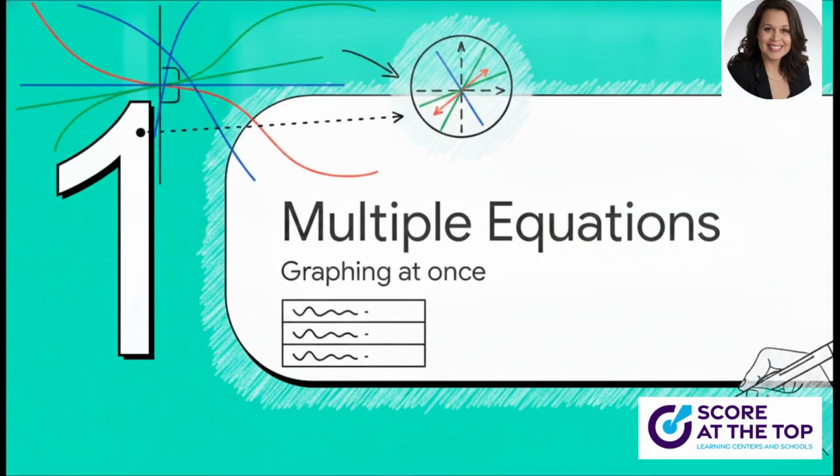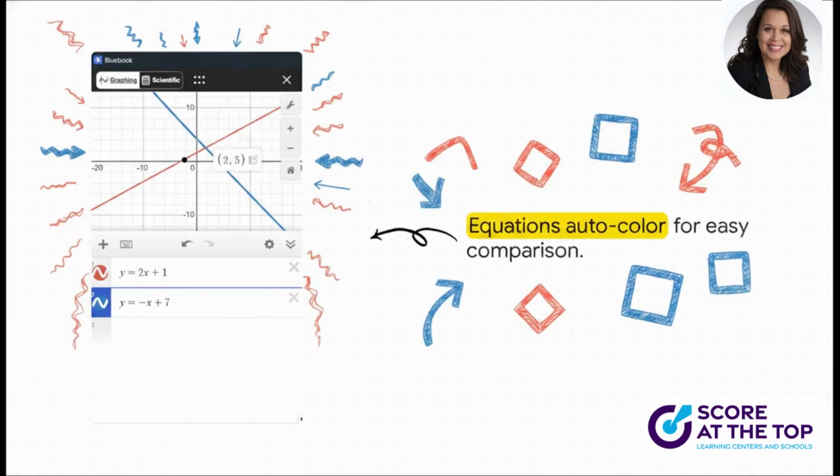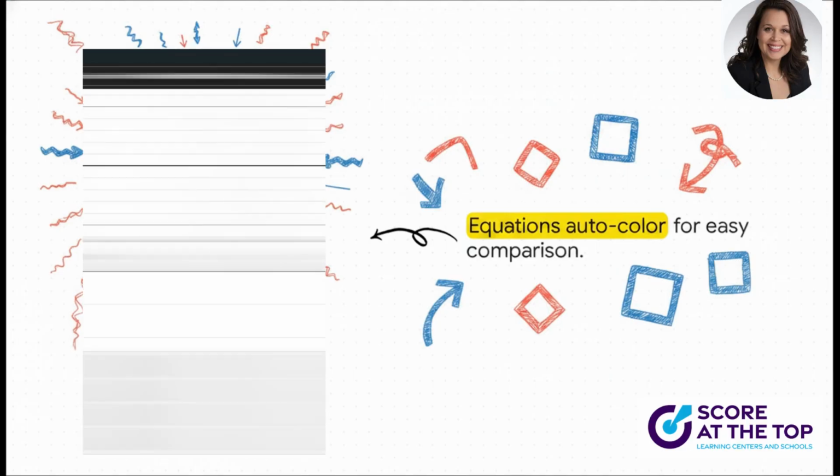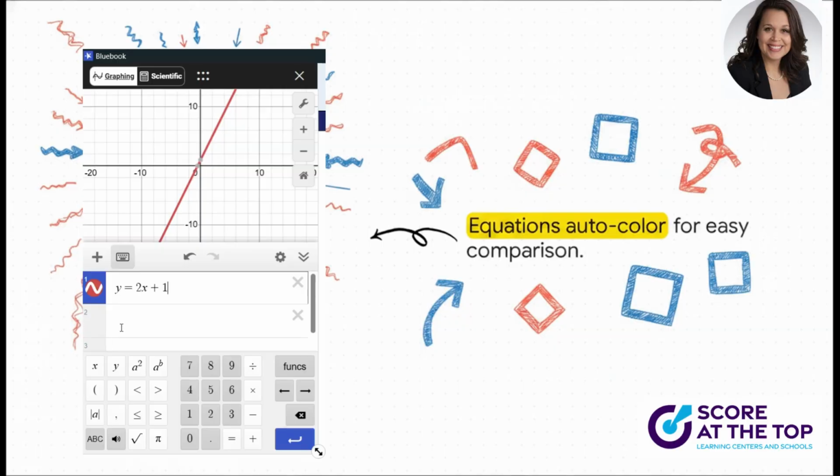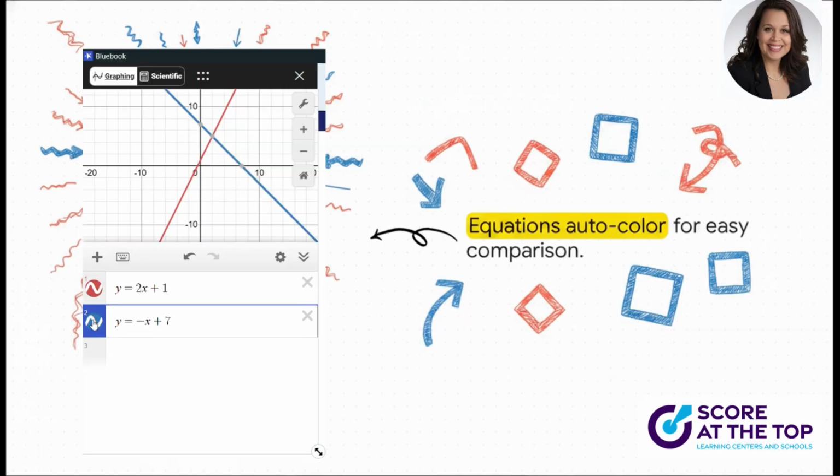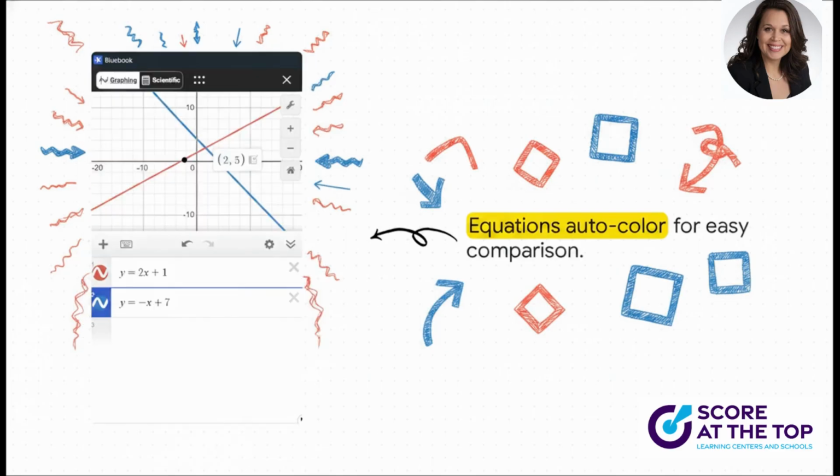All right, Section 1, graphing multiple equations at once. What's really brilliant about this tool is you don't need any complicated formatting. We literally just type each equation on its own independent input line. So for example, y equals 2x plus 1 on one line and y equals negative x plus 7 on the next. And notice how it automatically gives each line its own distinct color? That auto-coloring feature is an absolute lifesaver. It lets you easily tell the equations apart and immediately spot exactly where they cross.